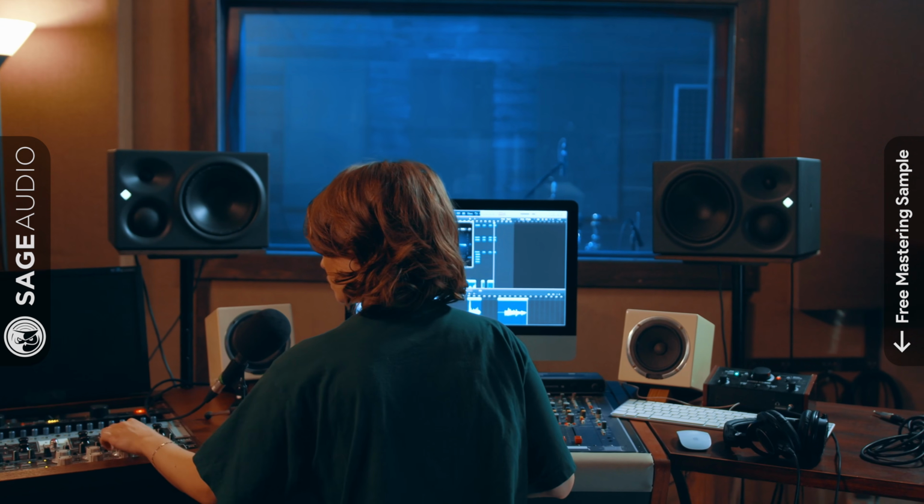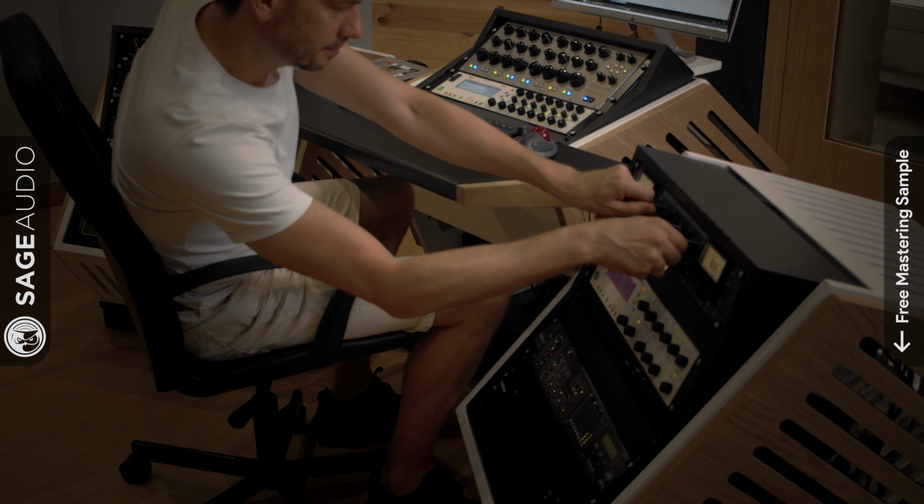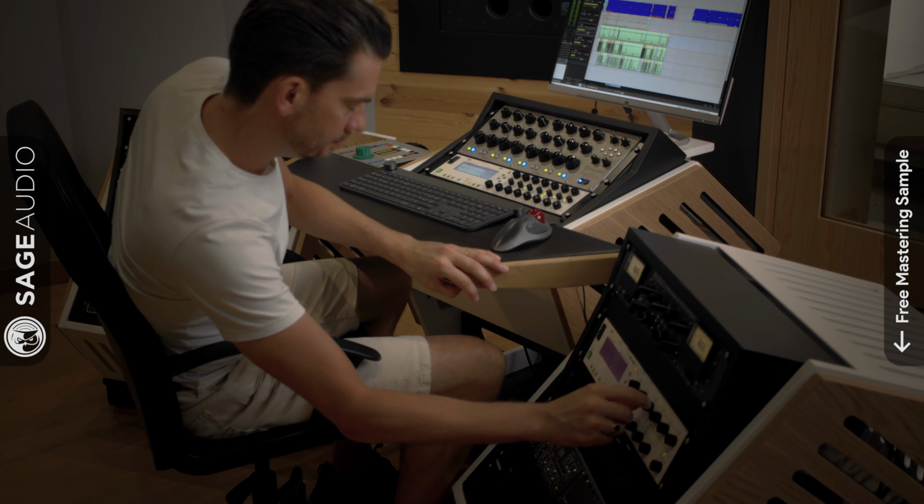So, these are our thoughts on subtractive equalization during mastering, but what do you think? Is there something that we covered here that you'd like to learn more about? Let us know in the comments section below.